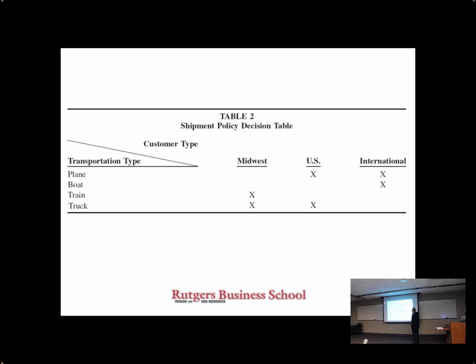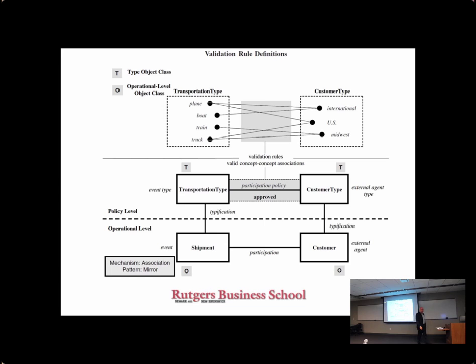Anyway, so how is it expressed? Well, here the pattern is mirror. Why? Because we have customers and we have shipments, right? A customer is an agent, a shipment is an event, right? So we have operational level entities, classes. And there are policy level, right? Customer type and transportation type. And this is a mirror pattern. And here, this is just a many-to-many relationship.